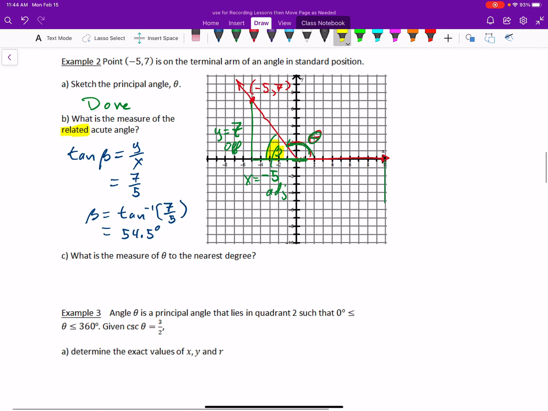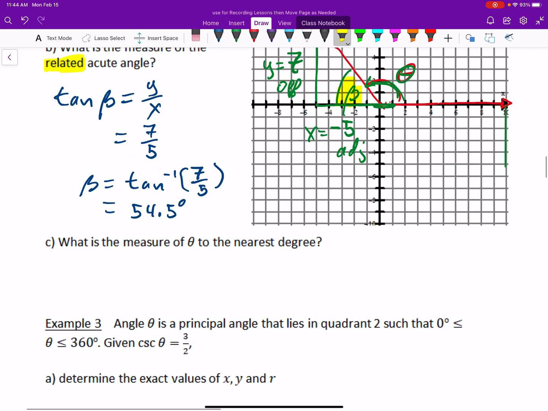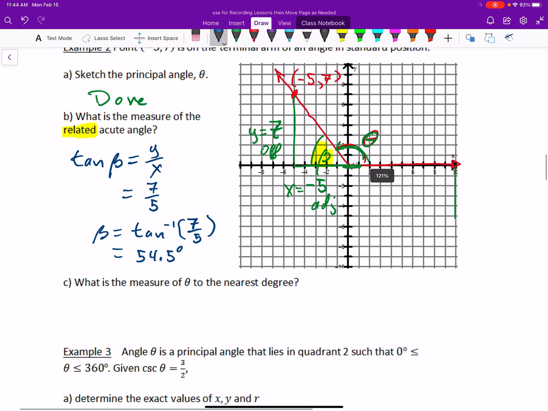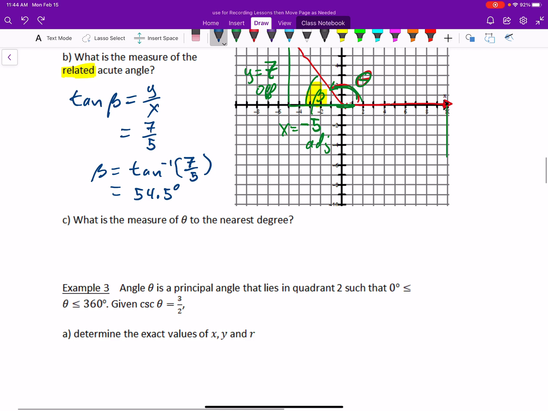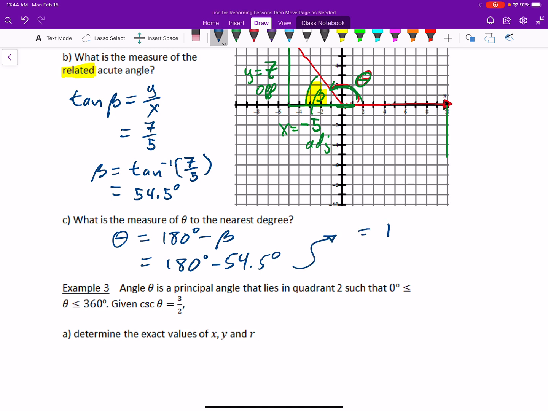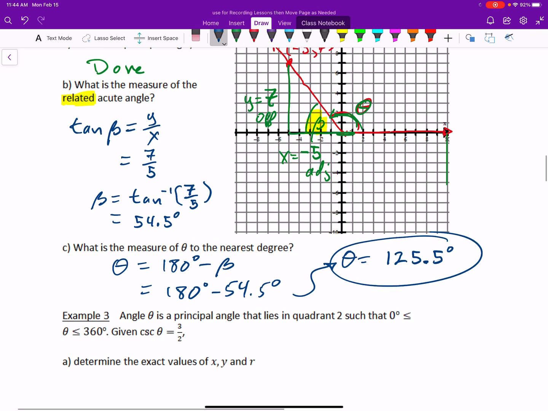The connection between beta and theta when theta is in quadrant 2 is they have to add up to 180 degrees, right? These two angles here form a straight line, 180 degrees. So I can easily get theta now that I know beta by doing 180 degrees minus beta, which is 180 minus 54.5, which equals, what, 125.5? I think that's right.